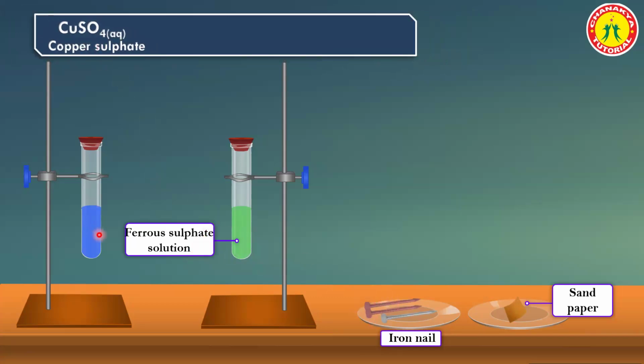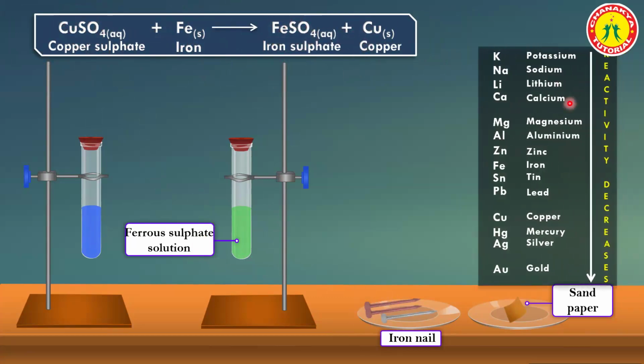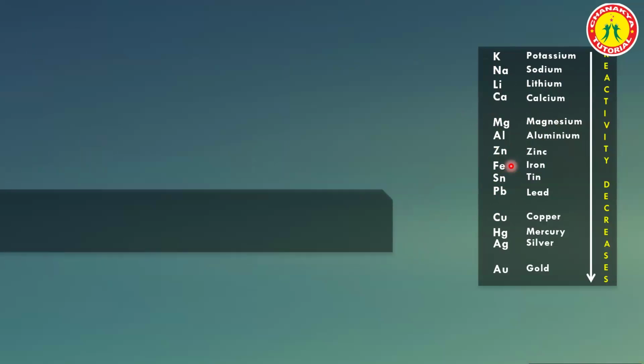There was copper sulfate solution initially. It combined with the iron nail. There was iron in the nail and then it gives rise to this ferrous sulfate solution and copper on the nail. So what has happened? The more reactive metal displaced the less reactive metal from its compound to form FeSO4 and copper. So we will see this reactivity series. In this, if we see copper and iron, iron is more reactive than copper. That's why iron replaced copper.